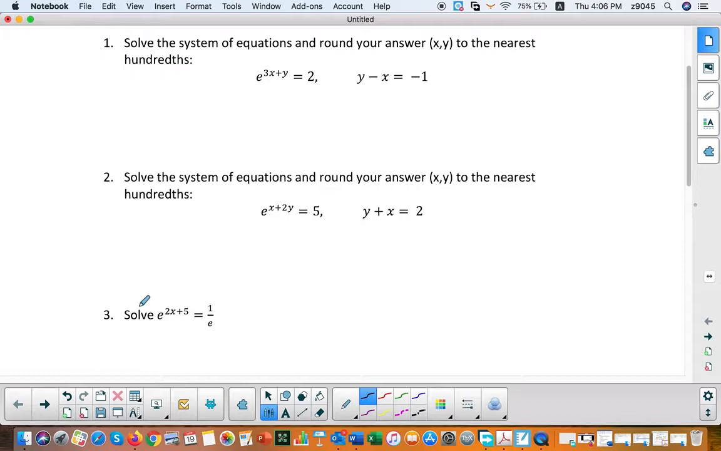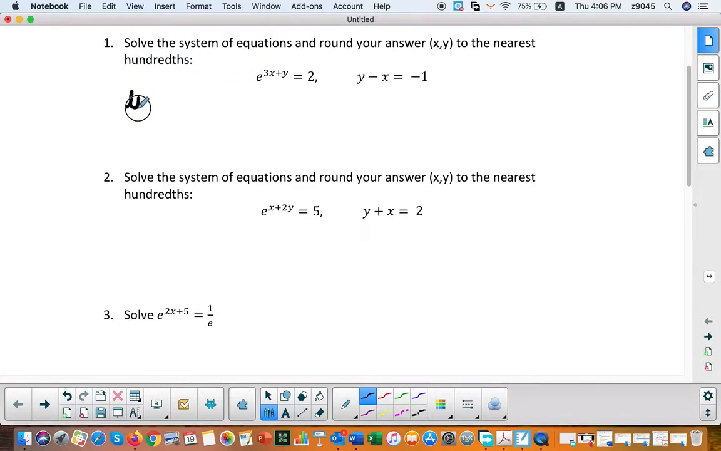Solve the system of equations and round your answers to the nearest hundredth. Now, e to the power 3x plus y equals 2. This is an exponential function, and this is a linear function. For a system of equations, both should be linear equations, only then will we be able to solve them. We also know that we can convert the exponential form into log form, so let's try that.